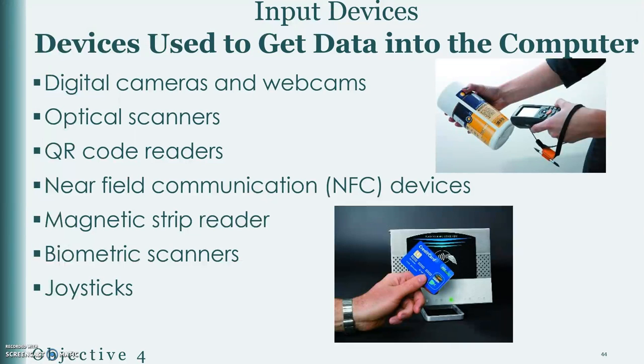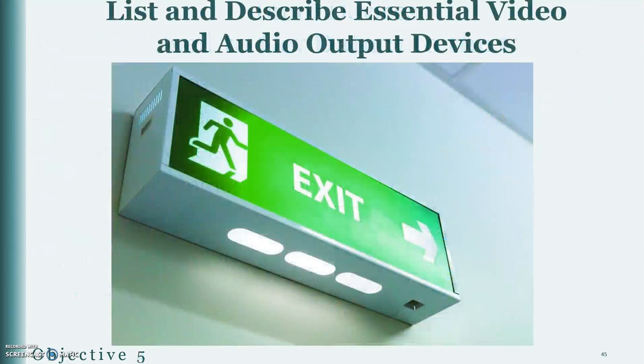Let's see what else. Magnetic strip readers read the information encoded in such strips, so like your credit card. Okay, who knew your credit card was an input device? Biometric scanners measure human characteristics. Microphones convert sound into digital signals. And game controllers and joysticks let users interact with video games. Okay, so those are some common input devices.